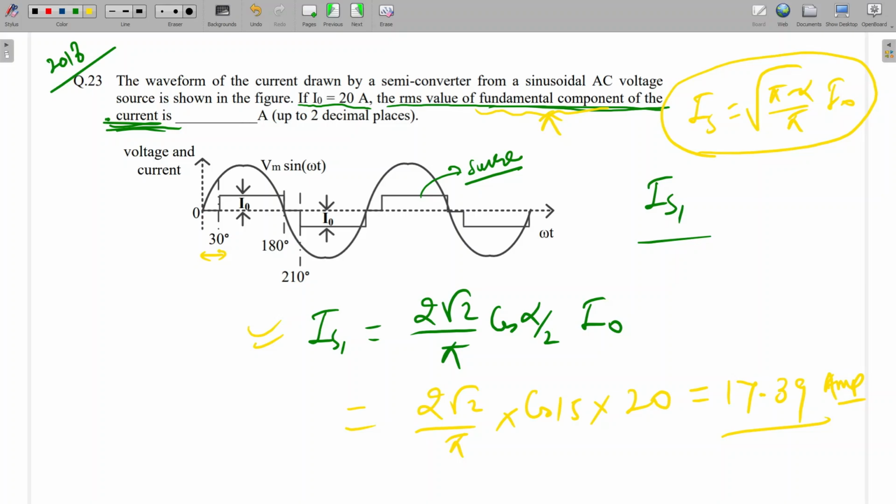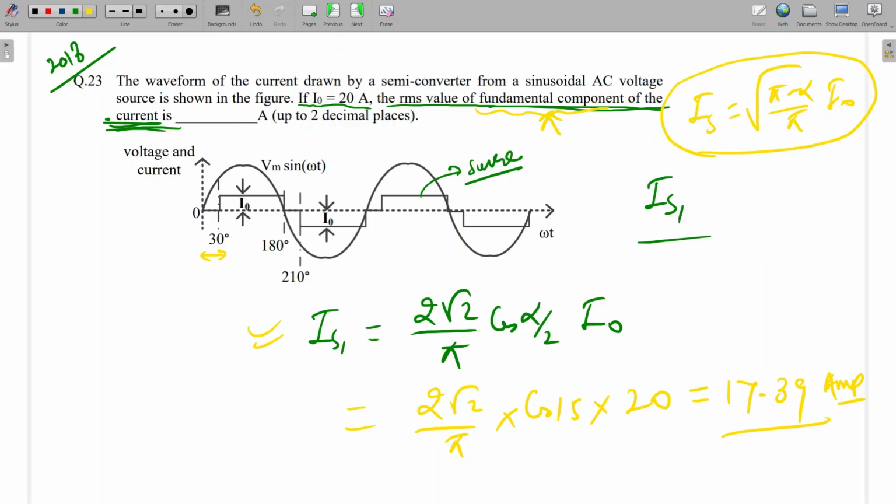For power electronics, what I will suggest is that they ask very easy questions. If you know the basic concepts, you can easily get the marks from here. This is just a formula based question. Easily 6 to 8 marks you can get from power electronics. They will not ask very tough questions.